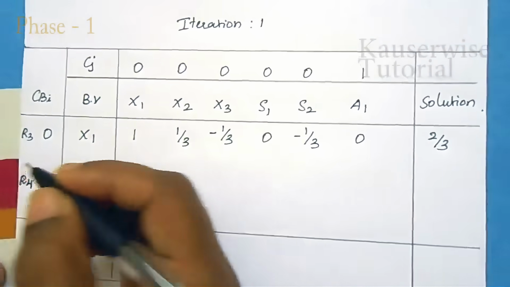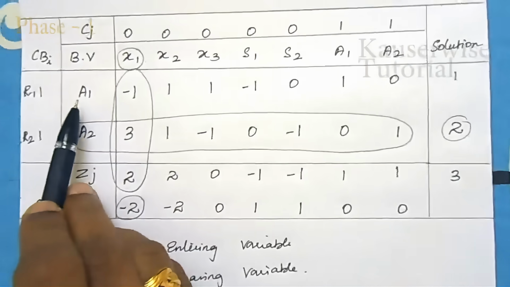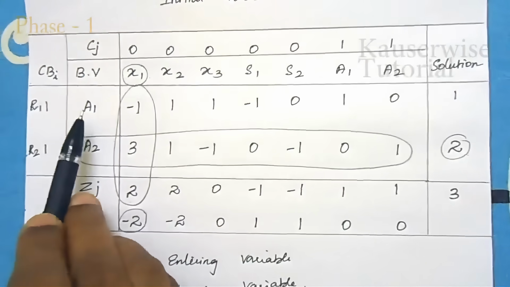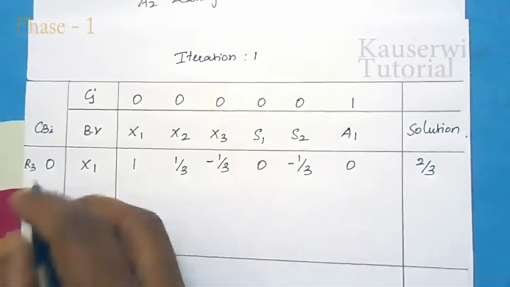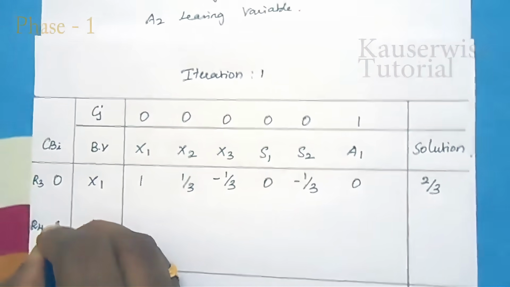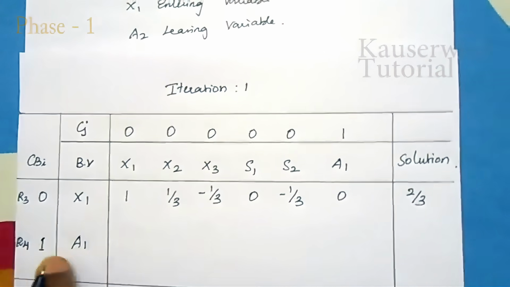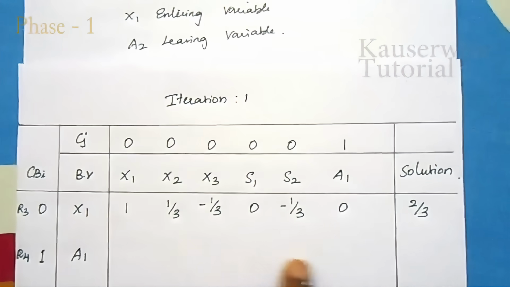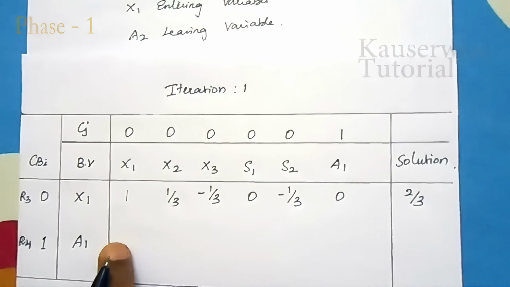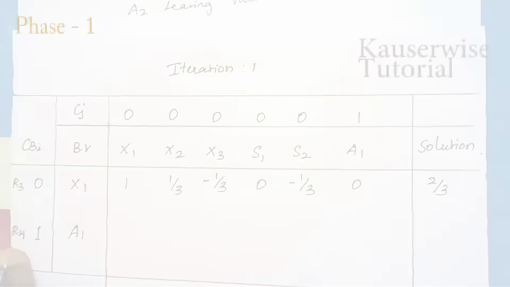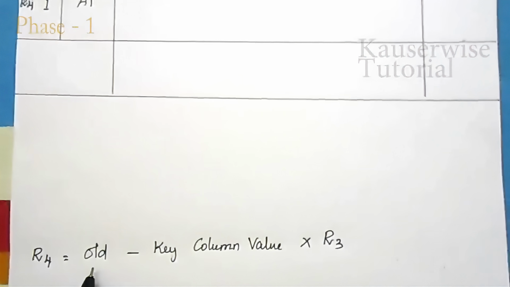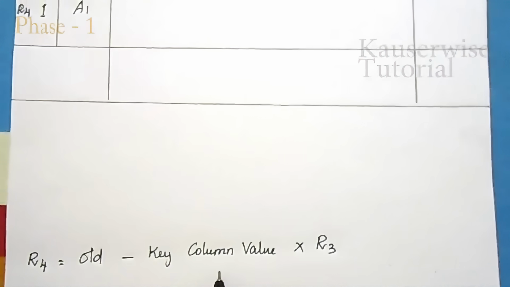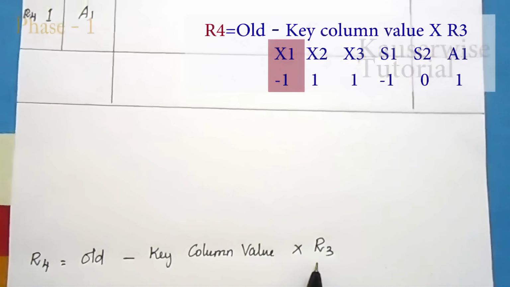Row 4 is, look at the previous one, A1 is there, so write A1. The A1 coefficient value is 1, so you can write it as it is. Now we need to find the new values for row 4, so we apply a simple formula: old value minus key column value into row 3 value.